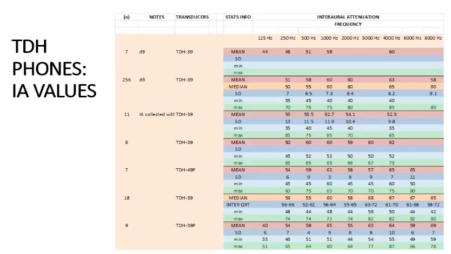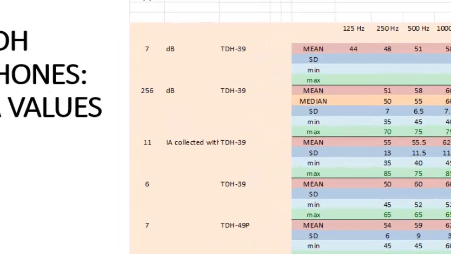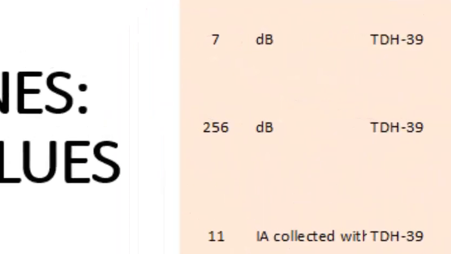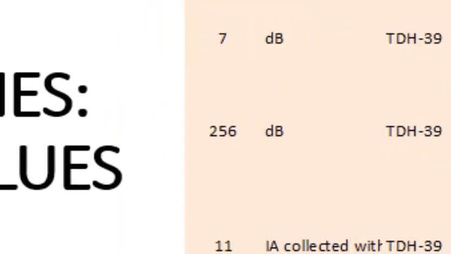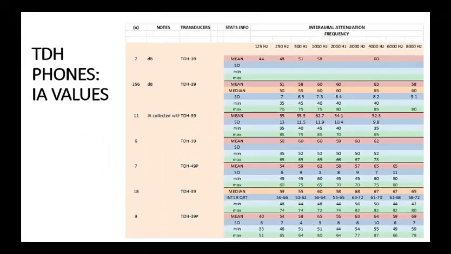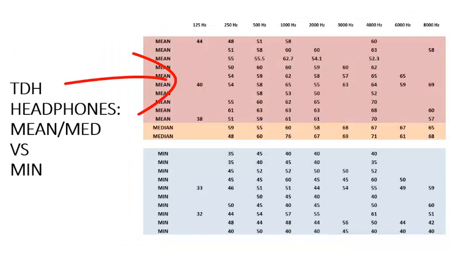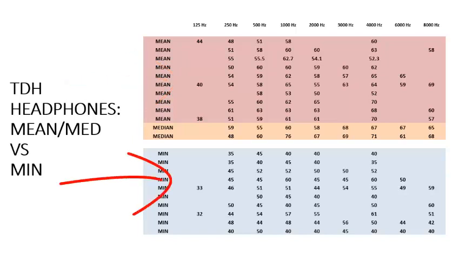Just taking a brief look, we have the N value on the left column there. We see the second study has 256 subjects included. We should tip our hat to Jack Snyder from the early 1970s, who did this large-scale study on attenuation. So thank you, Dr. Snyder. We have the mean, median interaural attenuation values for TDH headphones in the red and orange. And we have the minimum interaural attenuation values published from the studies. Those are the ones in the blue.